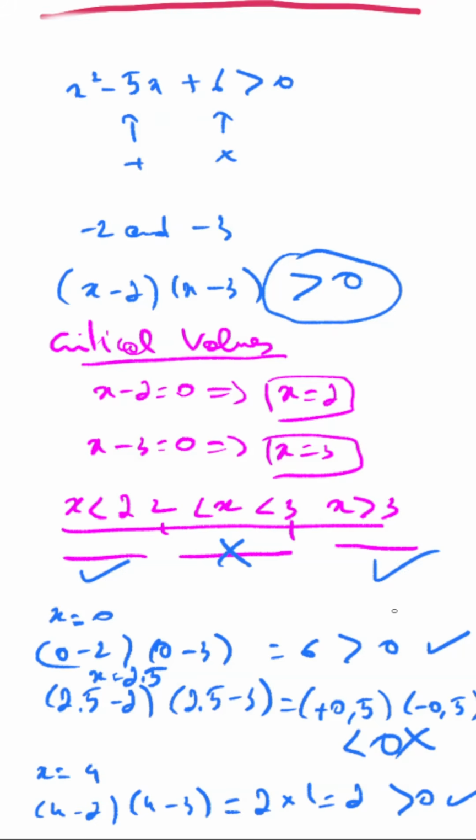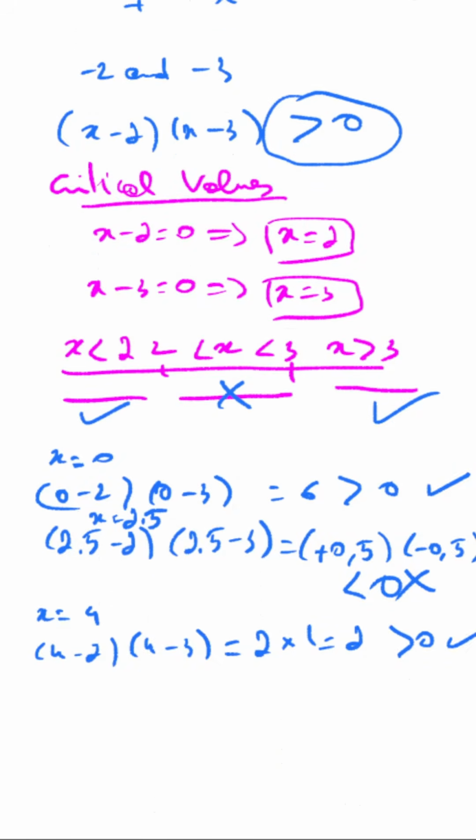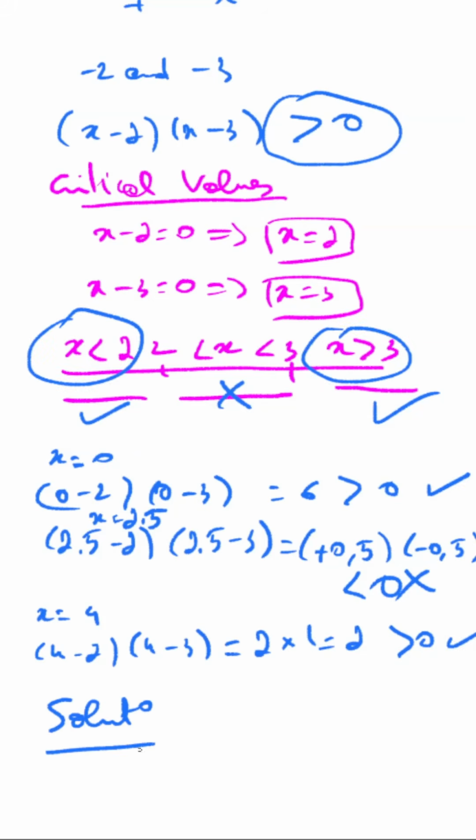So the final answer is what? The final answer for this polynomial is these two values, which are, we have that x is less than 2 and x is greater than 3. So the solution is what? The solution is x is less than 2 and x is greater than 3.